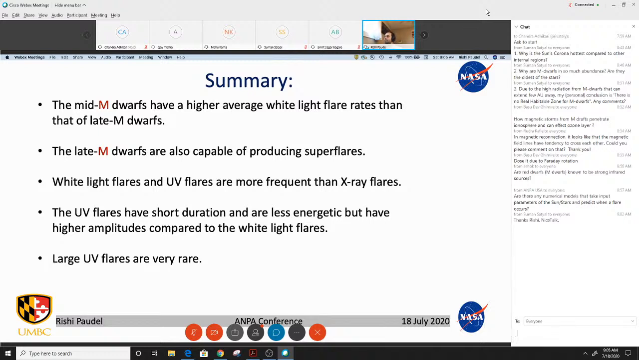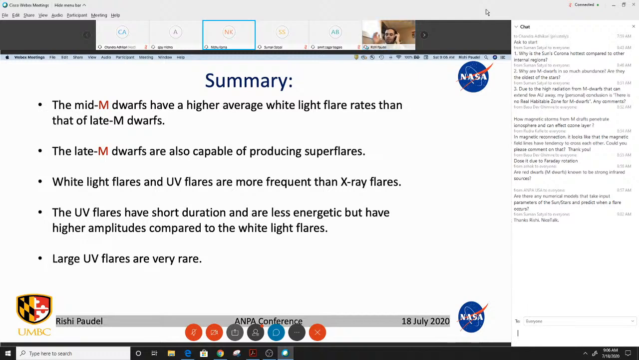Thank you. So there will be one more last question we can take. This is from Kafle. In magnetic reconnection, it looks like the magnetic field lines have a tendency to cross each other. Could you please comment on that? Can you please repeat the question? In magnetic reconnection, it looks like the magnetic field lines have a tendency to cross each other. Could you please comment on that?